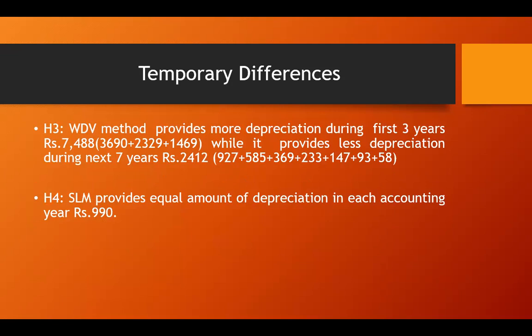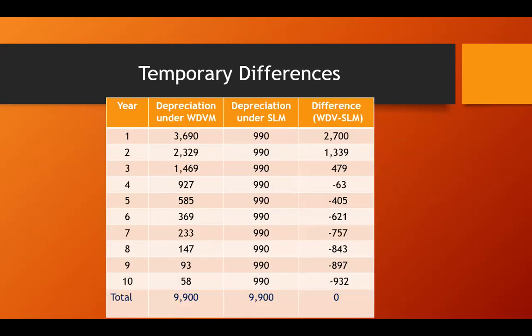Hypothesis 4 is that the straight line method provides an equal amount of depreciation in each accounting year, that is 990. This measurement of depreciation amount for the asset under two methods is followed under two sets of acts. Means the WDV method is followed strictly under the Income Tax Act, whereas in accounting, the Companies Act may prefer to follow the straight line method, not compulsory. This leads to deferred tax accounting.